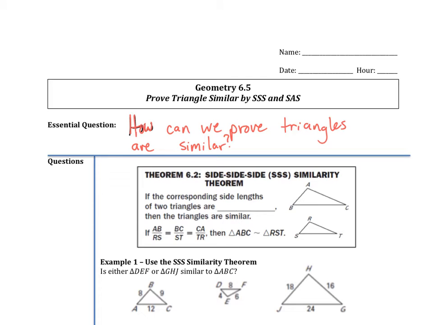In section 6.5, we get into proving triangles are similar by side, side, side, and side, angle, side similarity. So the question we have is, how can we prove triangles are similar? And I should say, what other ways can we use to prove triangles are similar? Because we already covered angle, angle similarity.